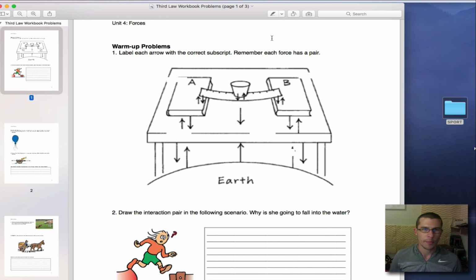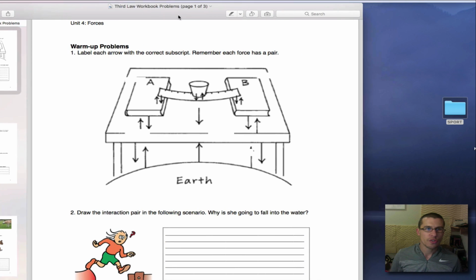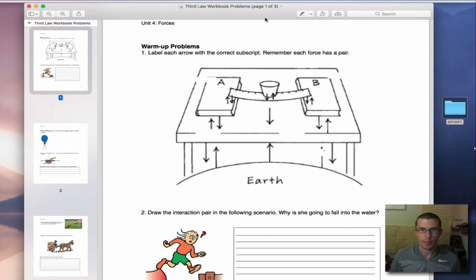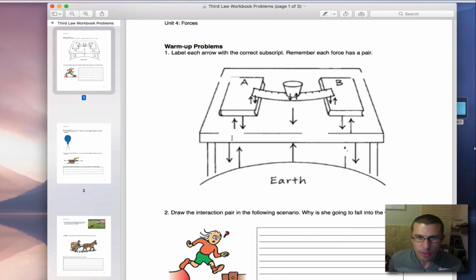I'm Mr. Sand, and I'm going to walk you through a couple of the warm-up problems for Newton's third law. Newton's third law is that every action has an equal and opposite reaction. In this diagram, you see all these arrows pointing up and pointing down. All I want you to do is write the force for each arrow.